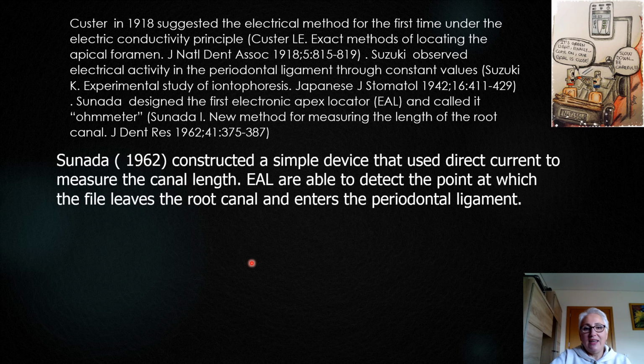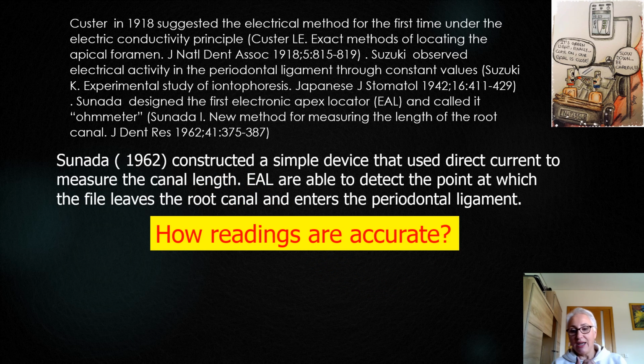Actually, it's interesting that this difference in resistance was found not in the middle of the 20th century. It was even in the beginning of the 20th century, and only in 1962 Sunada constructed a simple device that can show us the difference between pulp and periodontal ligament according to measurements of their resistance. So this method can help us measure exactly the position where the pulp tissue ends and the periodontal tissue begins.